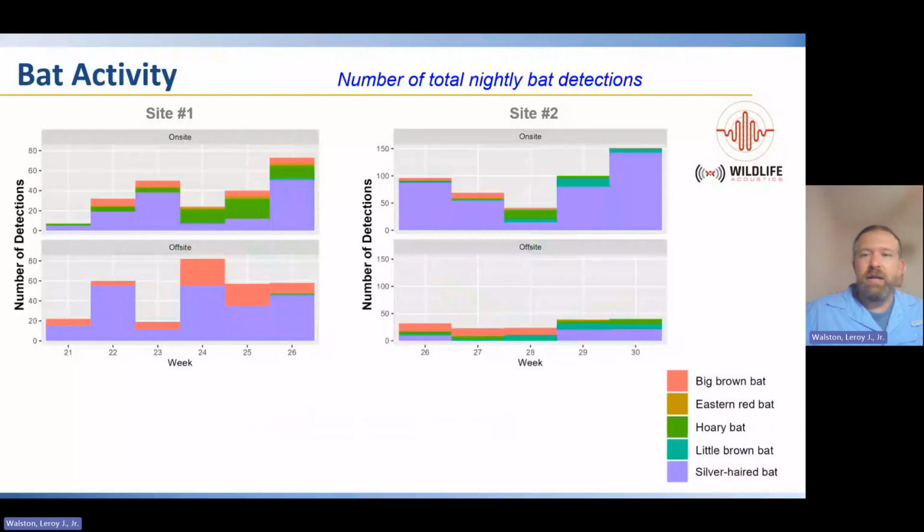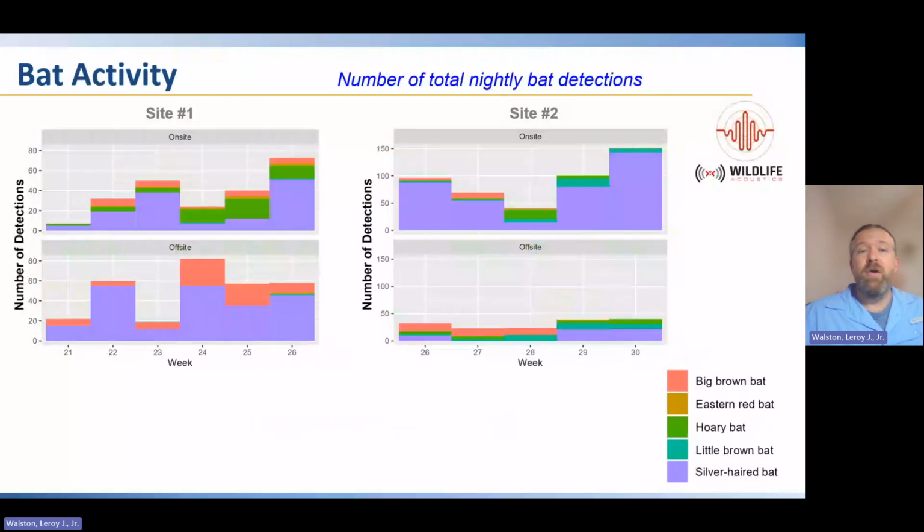Looking at the stacked bar charts again of bat activity, we see that there are 5 species detected at these 2 solar sites and in the reference areas, with by far the most frequently detected species being the silver-haired bat. It was detected at every location, and we're currently in the process of going through and manually confirming through Kaleidoscope all of these bat species detections, and so that involves using the manual confirmation methods embedded within the Kaleidoscope Pro software.